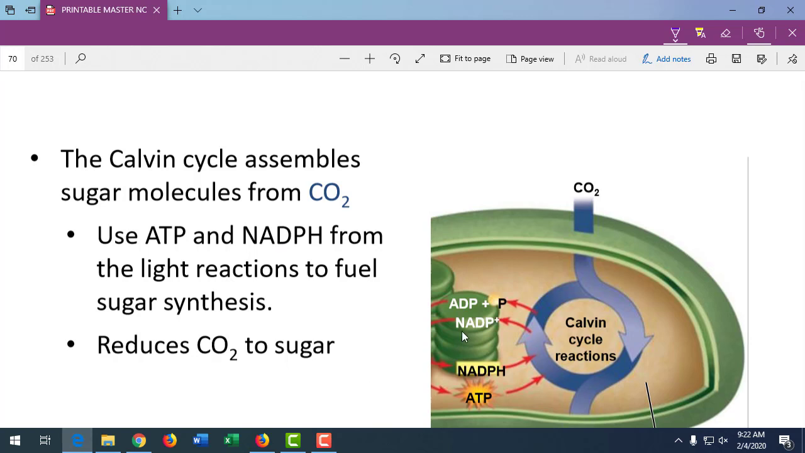So the light reactions require sunlight. So they're in the thylakoid membrane. And the Calvin cycle reactions do not require light. They only use carbon dioxide. So there's two linked reactions. We have the Calvin cycle and the light reactions. The Calvin cycle occurs in the stroma, and the light reactions occur in the thylakoid membrane. So they're paired reactions requiring this transfer of energy.